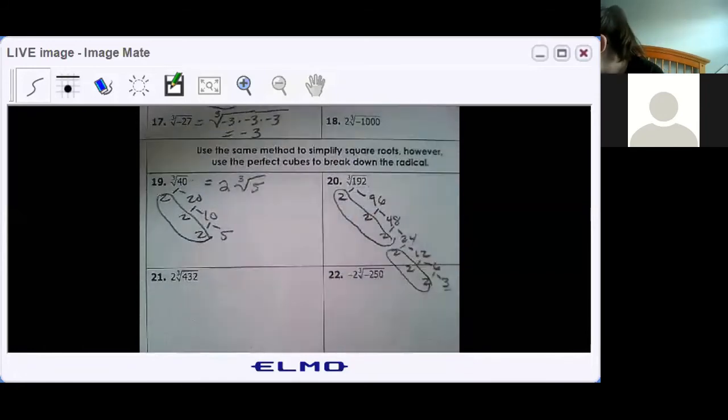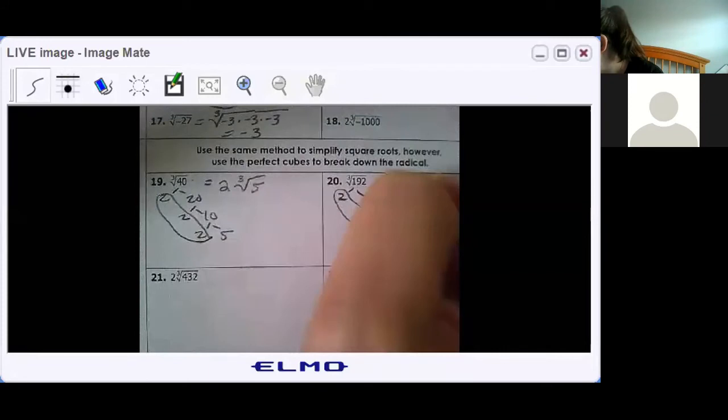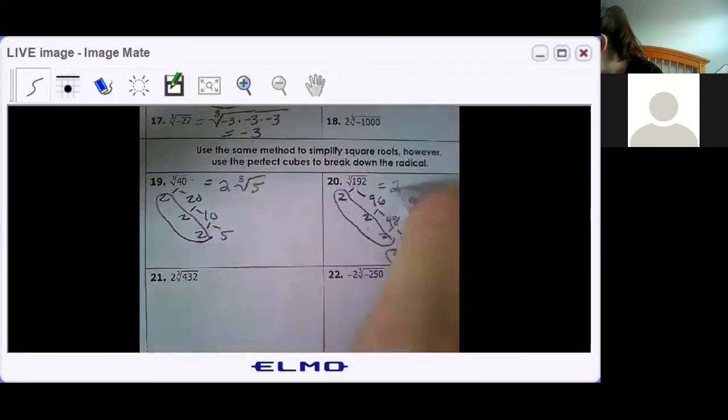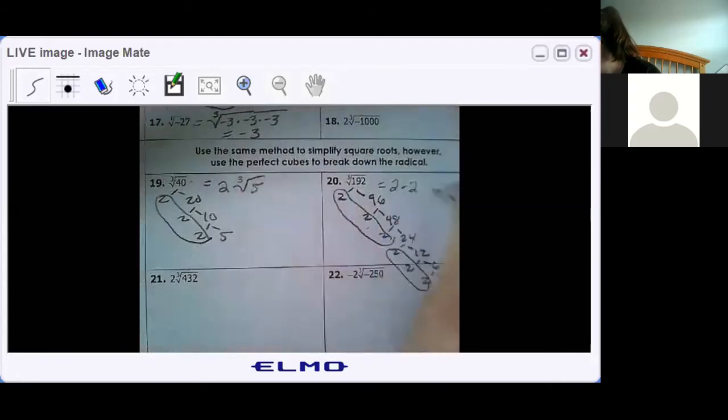So when I go to do my answer, one group of 2's times another group of 2's times the lone 3 still left under the root. So my final answer is 4 times the cube root of 3.